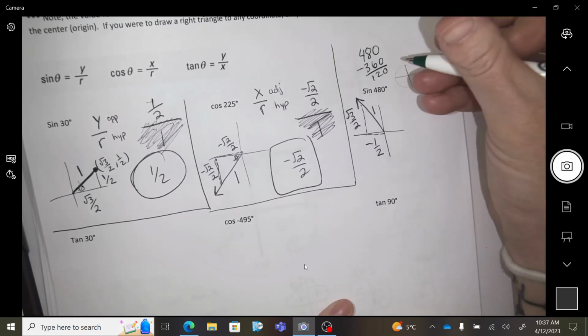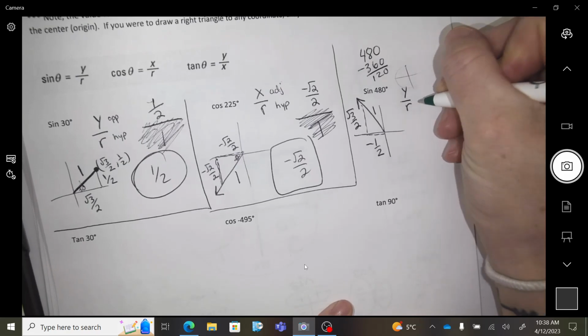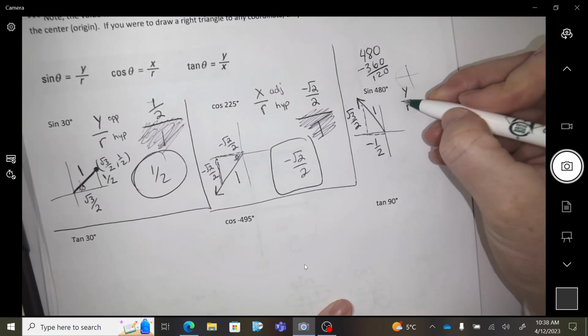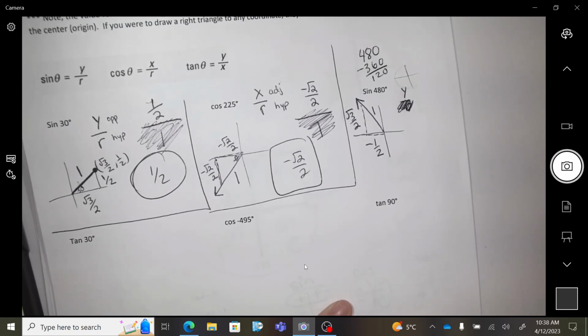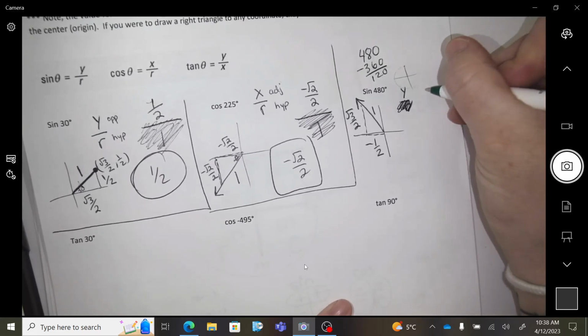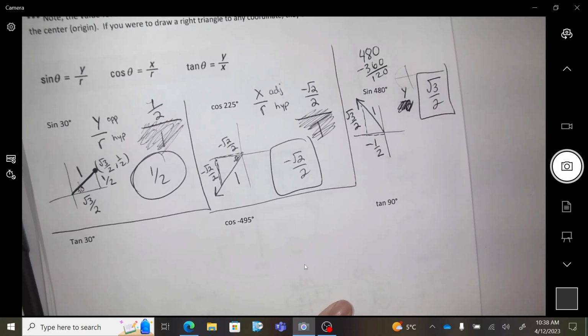So sine is y over r. And you know what I'm going to already do? I'm going to scratch off the r because I'm not going to care to divide by 1. So what is my answer here? It should be root 3 over 2.